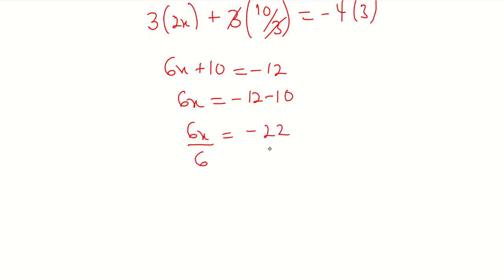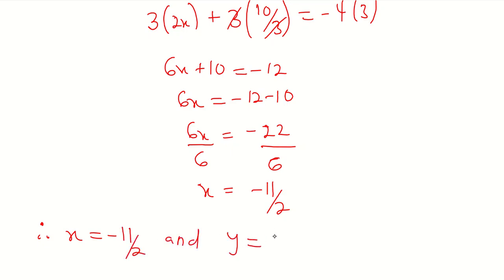When we divide here by 6, divide here by 6, then our x value is equal to x, that is, 6 cancels itself. 2 goes into 6, 3, and 2 goes into 22, 11, which means you have minus 11 out of 2. We can conclude our solutions as, therefore, x is equal to minus 11 out of 2, and y is equal to 10 out of 3. And this becomes the value of x and y.